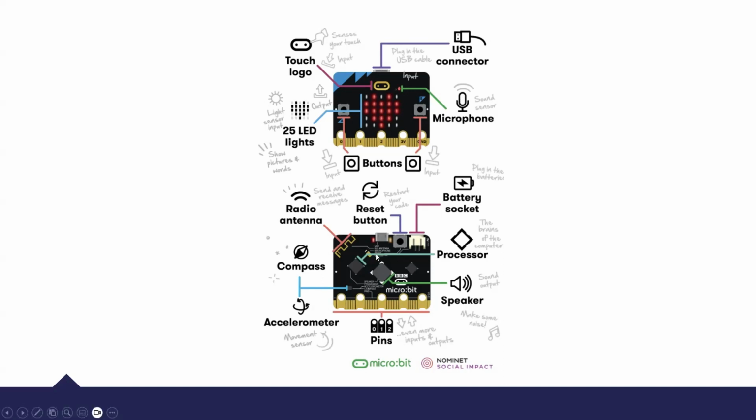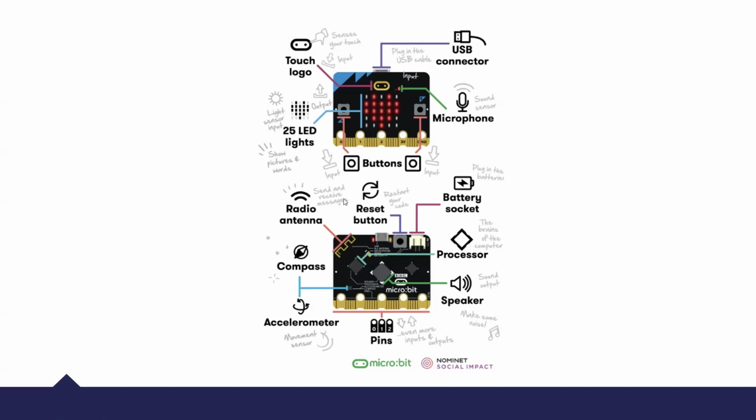You've got the processor labeled on there. You've got the speaker, version 2 only, that produces sound. For some teachers or educators, it might be beneficial to have a version 1 if you've got a lot of people working with microbits at the same time with programs that use sound.